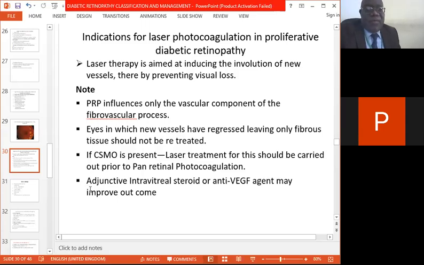This can be done with this other treatment where you do intravitreal steroid or anti-vascular endothelial growth factor agents, which improve the outcome. These are drugs which are there. They inject right inside, then they go on to do the laser.